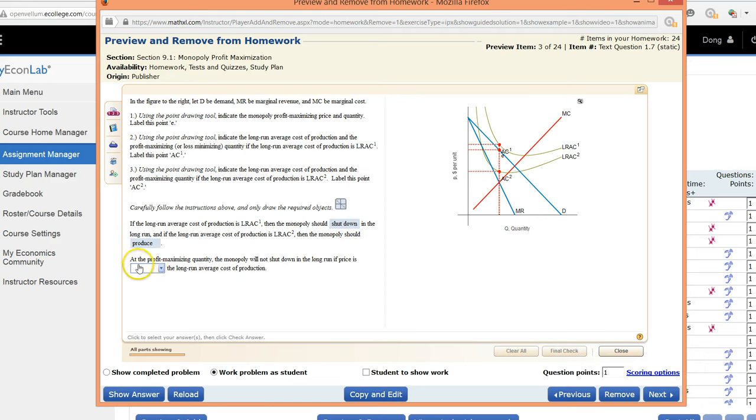The final part of the profit maximizing quantity: the monopoly will not shut down in the long run if the price is greater than the long run average cost of production. Then the monopoly will not shut down, because then the monopoly is making a profit rather than suffering a loss. So the final check. Fantastic.